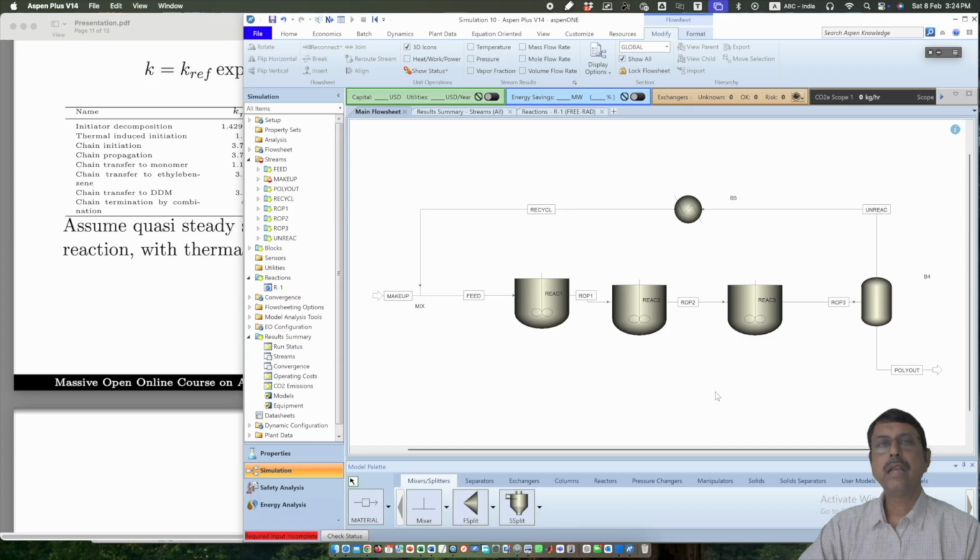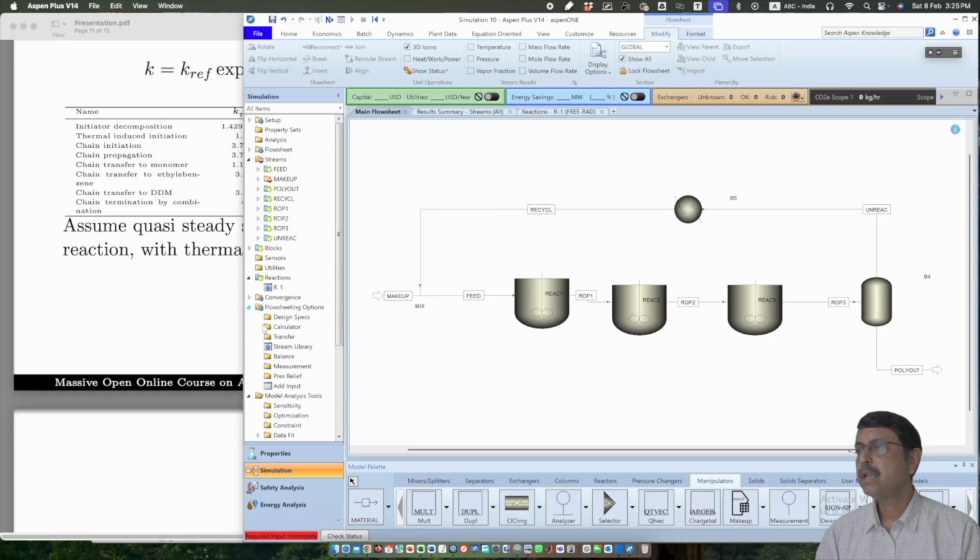Okay. Now the policy is that we shall keep the feed to be 5000 kg per hour, and its ratio of styrene, DDM, TBP and ethyl benzene will remain the same. Whatever is coming through the recycle, let them come, and the rest we will put as a makeup. So that is our policy. How can we do it? We can do it with a calculator block which is available over here in flow sheeting options.